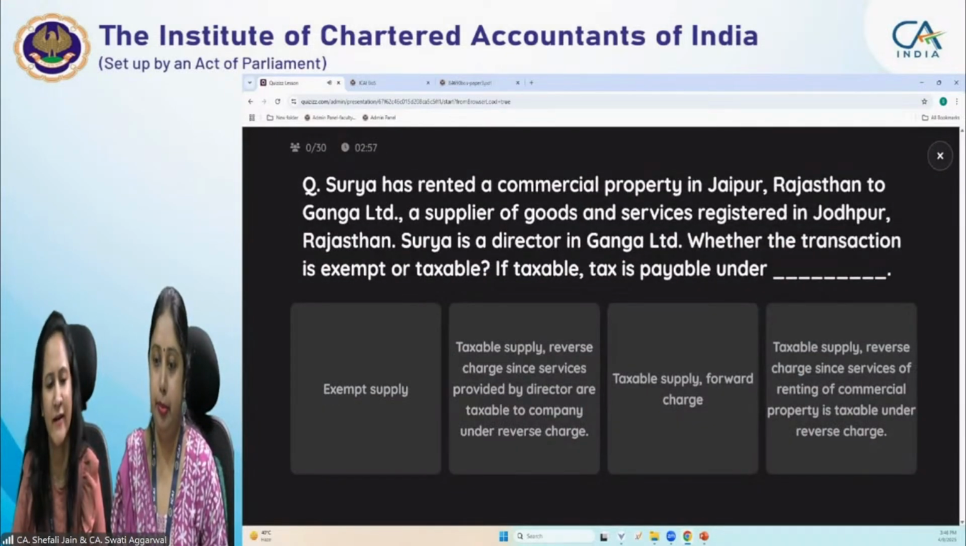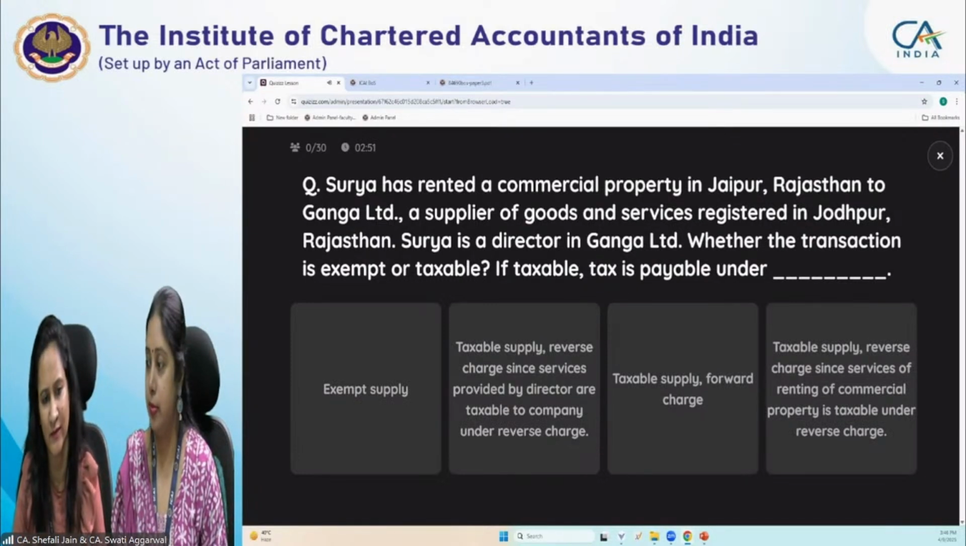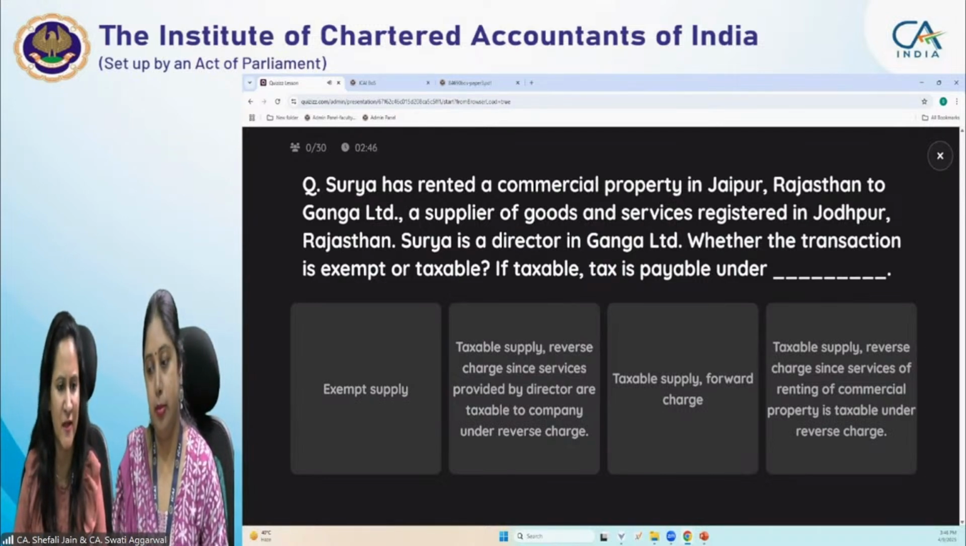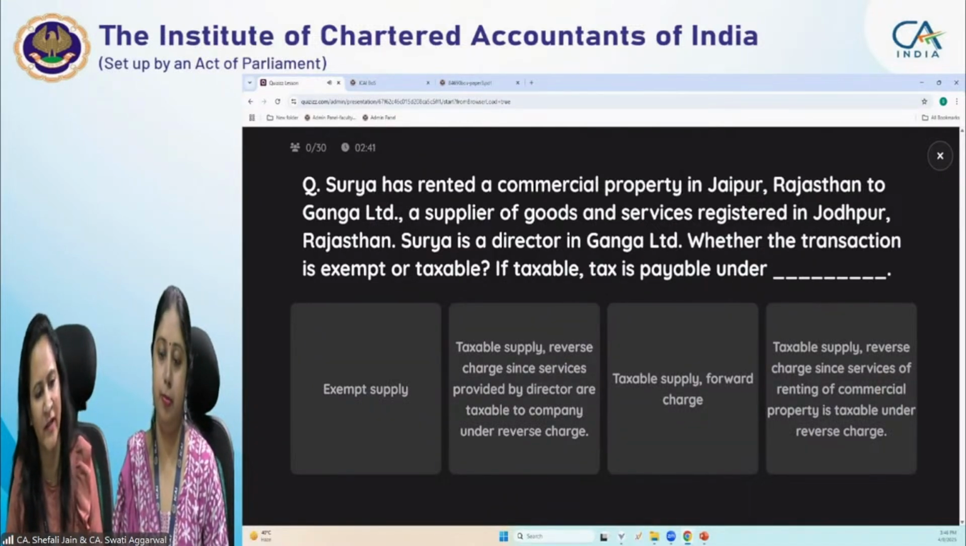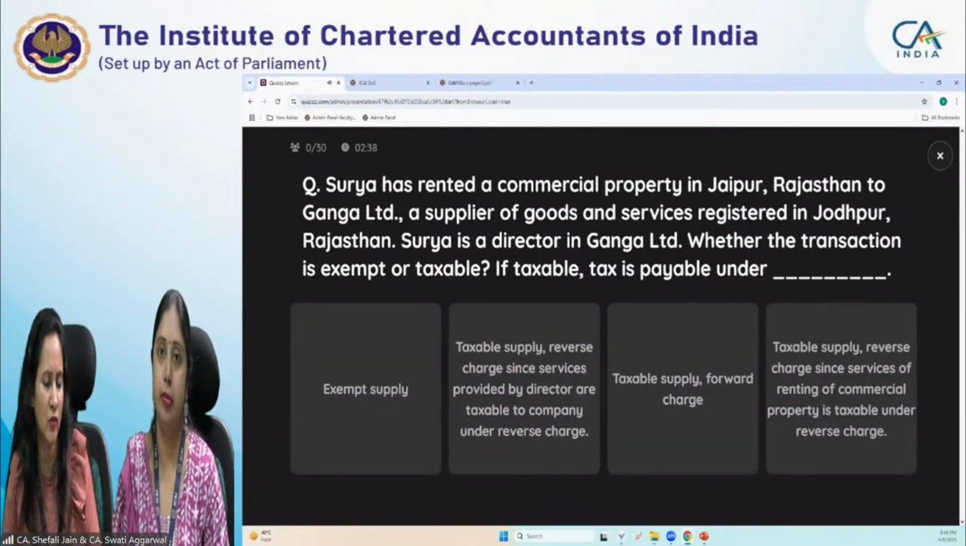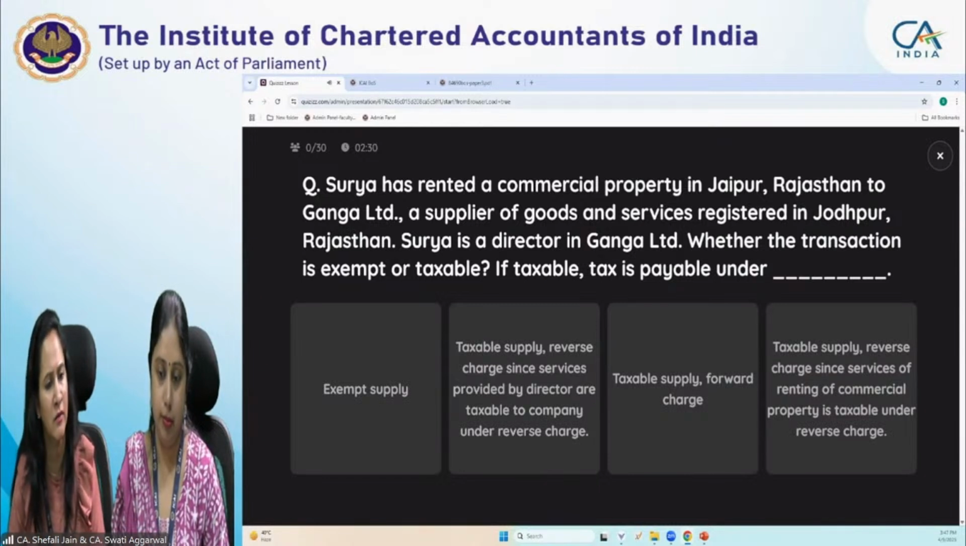Surya has rented a commercial property in Jaipur, Rajasthan to Ganga Limited, a supplier of goods and services registered in Jodhpur, Rajasthan. Surya is a director in Ganga Limited. Whether the transaction is exempt or taxable, if taxable, tax is payable under dash. Exempt, taxable supply, reverse charge and services provided by director are taxable to company under reverse charge. Taxable supply, forward charge, taxable supply, reverse charge and services of renting of commercial property is taxable under reverse charge.